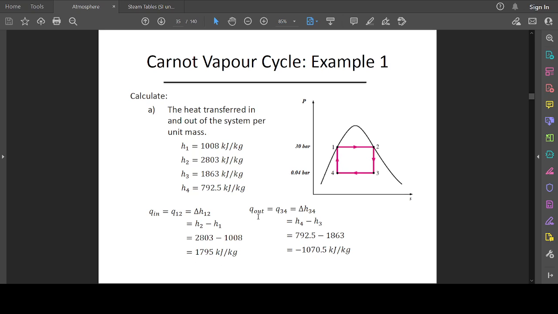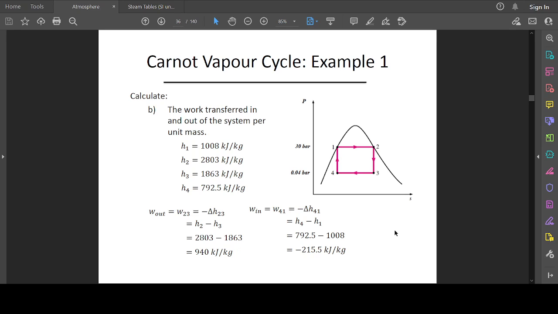Now, if we do the same for the heat lost by the system from the condenser to the pump or the compressor, that will be the change in enthalpy between these two stages. It is the enthalpy at point 4 minus the enthalpy at point 3, and we arrive at this. So this is the heat lost from the system.